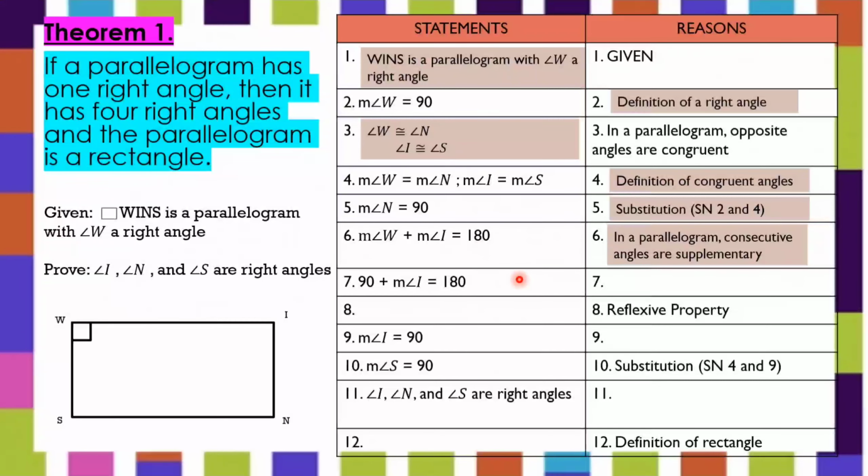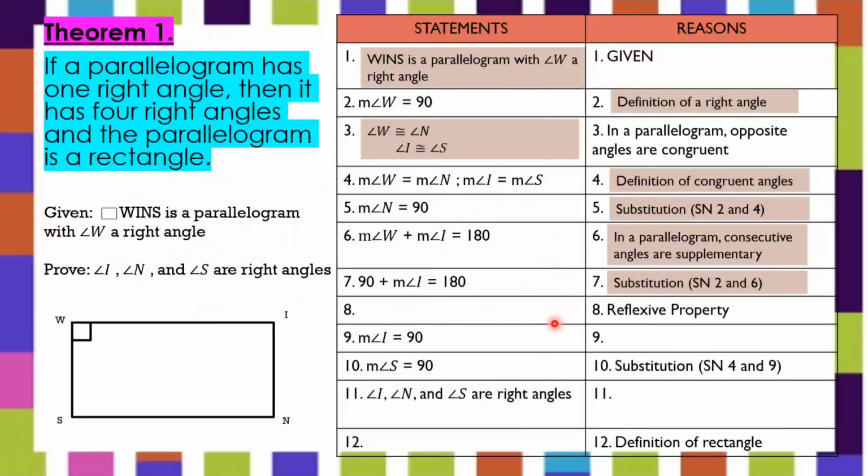Okay? So, for number 7, we have 90 plus the measure of angle I is equal to 180. So, under the reason, substitution from statement numbers 2 and 6. So, ano ba yung sa number 6? Measure ng angle W. Given na yan sa number 2 na ang measure ng angle W ay 90 degrees. So, sinubstitute lang natin dito. That's why we have 90 plus the measure of angle I is equal to 180 degrees.